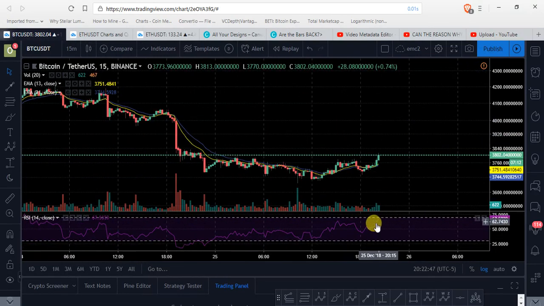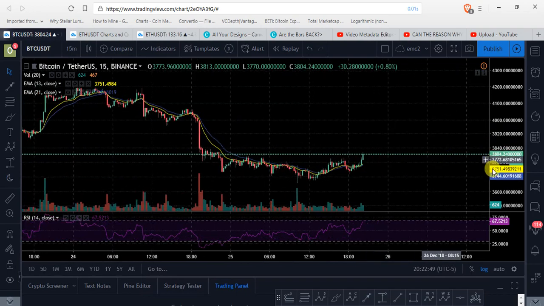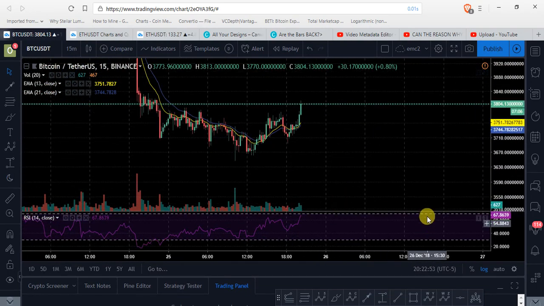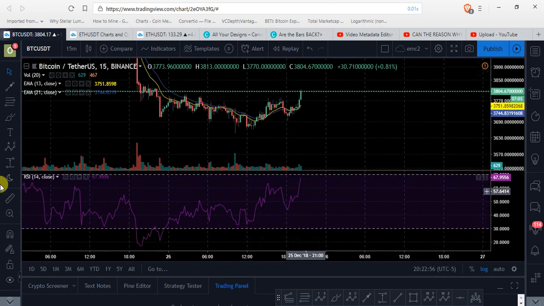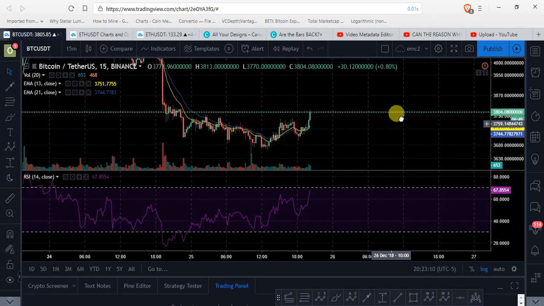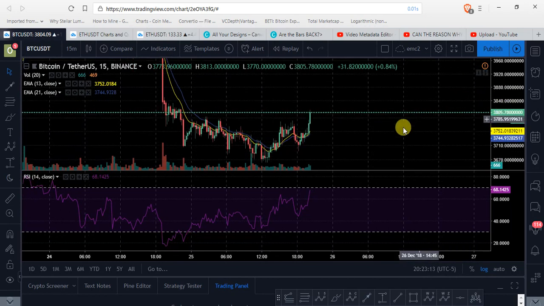Look at the 15 minutes, it's already almost overbought, right? So take a look at the 15 minutes, right? The 15 minutes is right around 67, so we could expect a 75 overbought region for the 15 minutes, right? On the RSI, like 75 to 79. So this is very good, man. This is very good. It's very bullish.